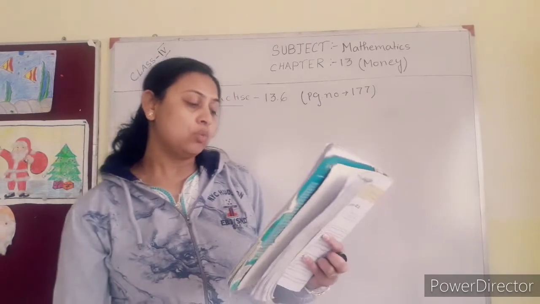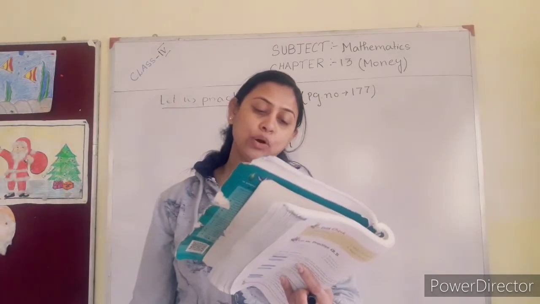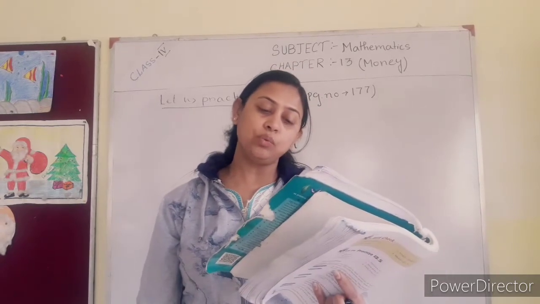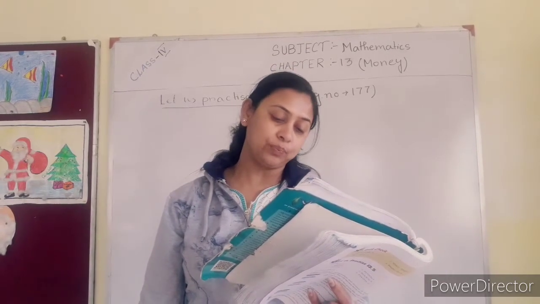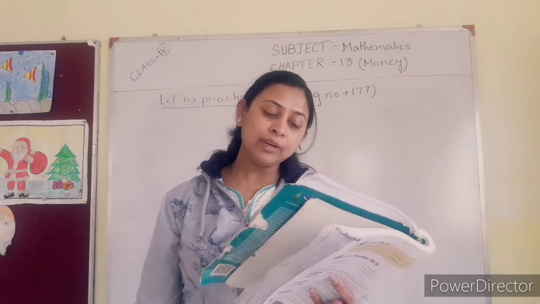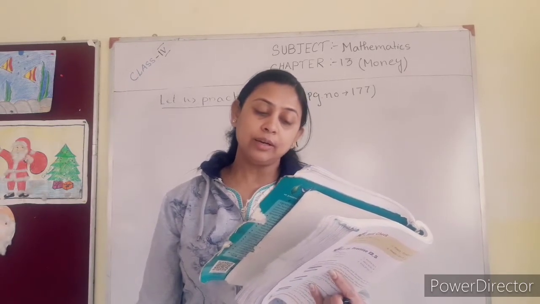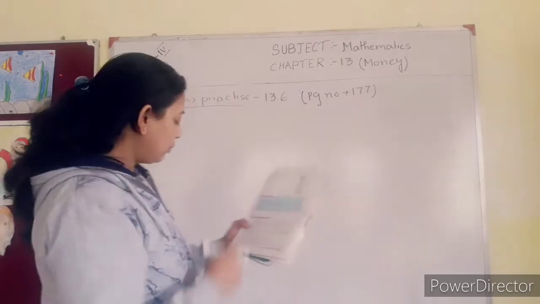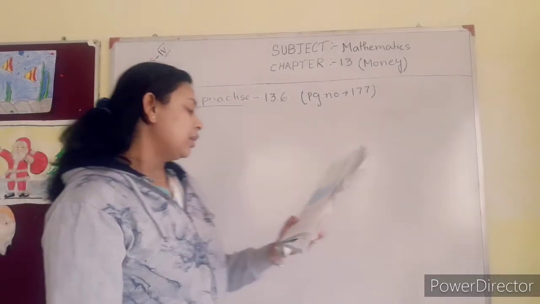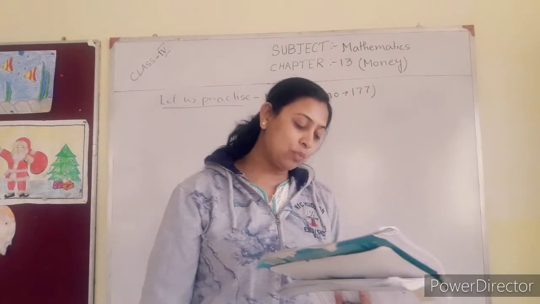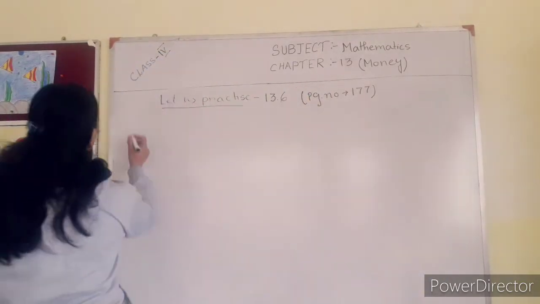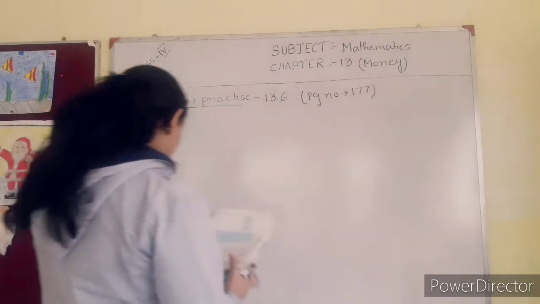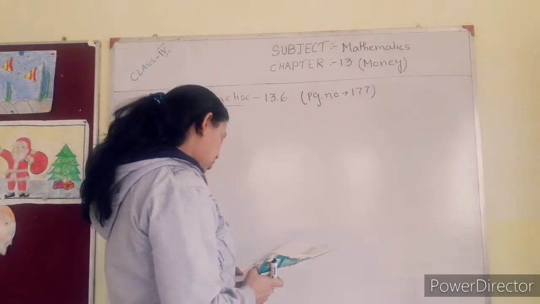Number 2. Mukti purchased a Hindi book for rupees 135.25, an English book for rupees 220.50, and a mathematics book for rupees 318.75. How much did she spend on these books? You have to find out the total amount of money she spent for all the books. Now, I'm starting from 2. 1 is very easy, and 1 you will do yourself.